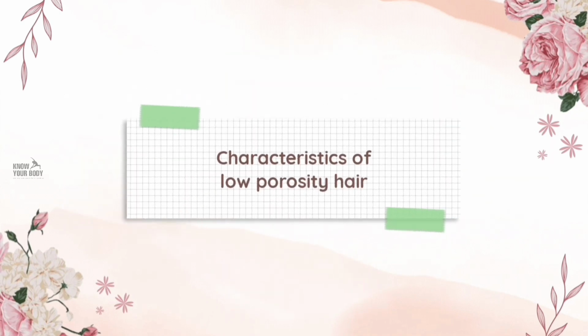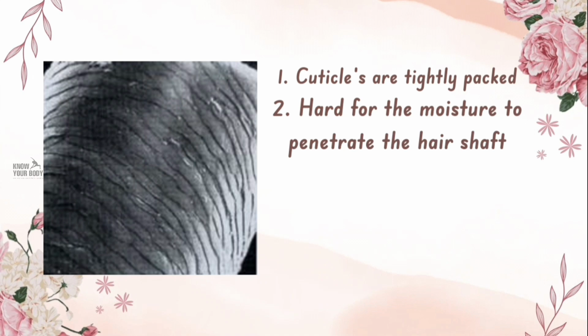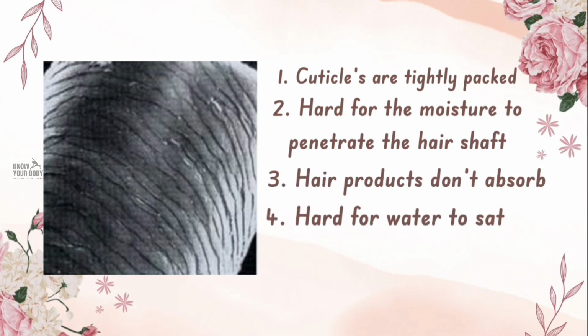The characteristics of low porosity hair. With low porosity hair, the cuticles are tightly packed and very close together. This makes it harder for moisture to penetrate the hair shaft. You may have low porosity hair if hair products tend to sit on your hair and don't absorb easily. It's hard for water to saturate your hair while washing. It takes a long time for your hair to air dry.